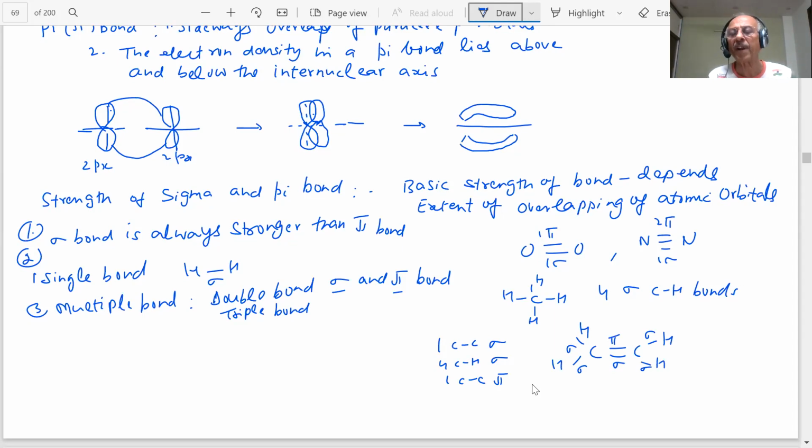Which bond is stronger, student? Sigma or pi? Tell me now. You already know that the sigma bond is stronger. Is it clear? Can you understand what I said, student? What I told you, how these bonds are being formed?